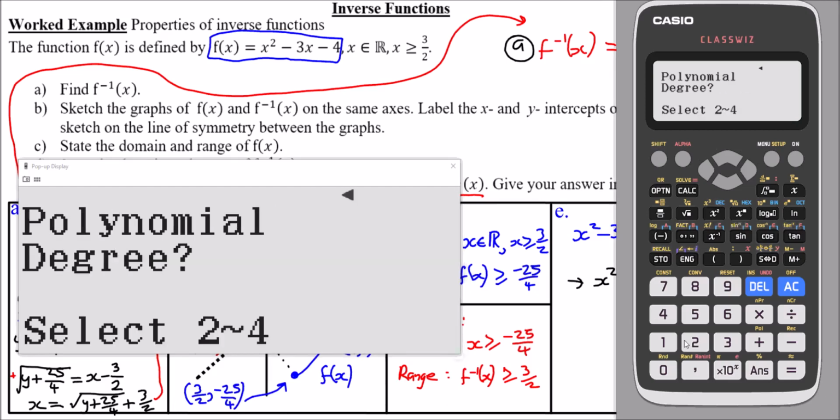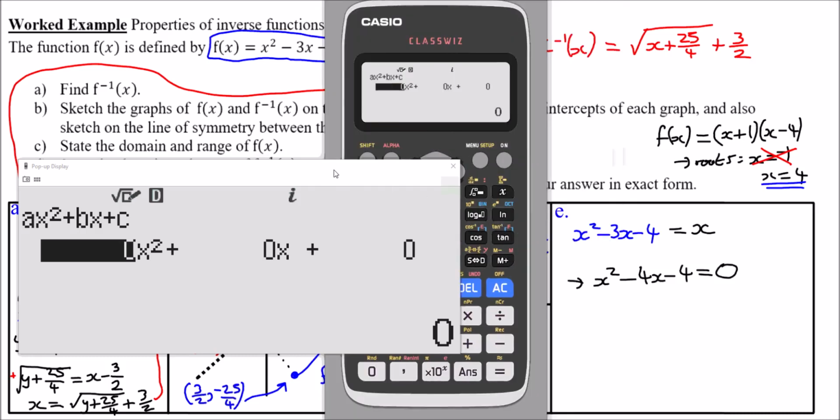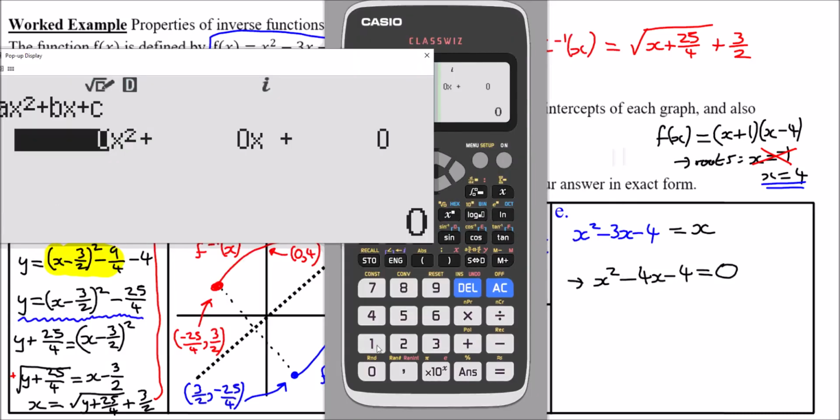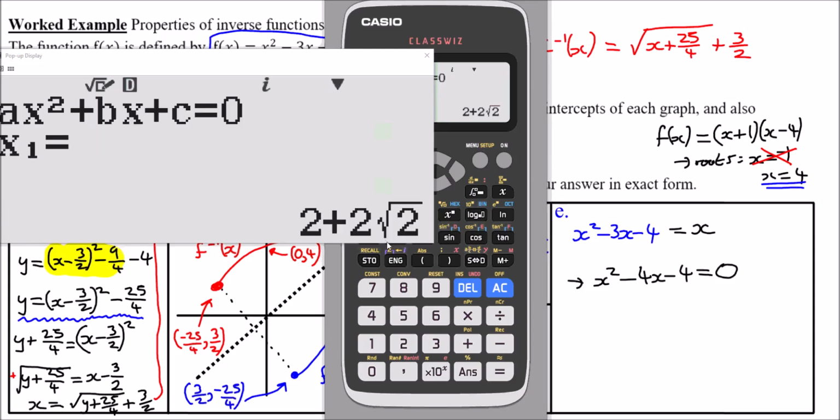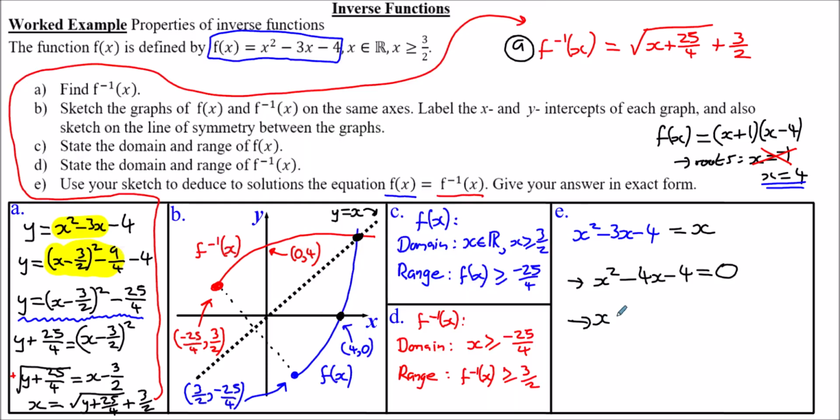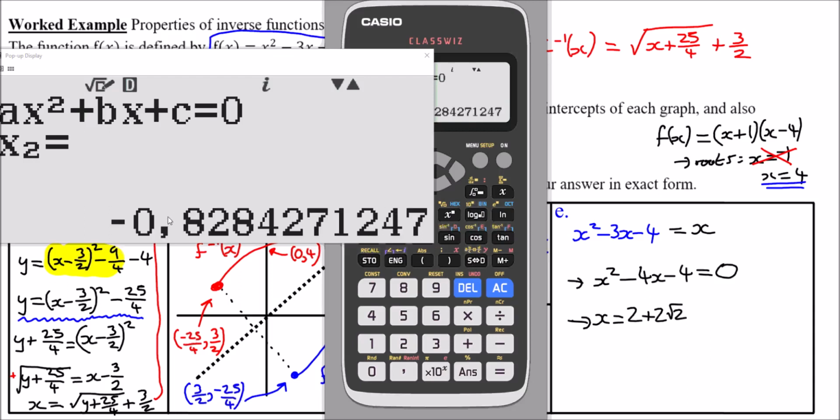So go polynomial degree 2, because a degree 2 polynomial is a quadratic. Now what we're solving is x squared minus 4x minus 4 equals 0. So 1 for x squared, type minus 4, and minus 4 again, press equals, and press equals again. So in exact form, we have x is either 2 plus 2 root 2, or the second solution is x equals 2 minus 2 root 2. But looking here, that gives us minus 0.828.